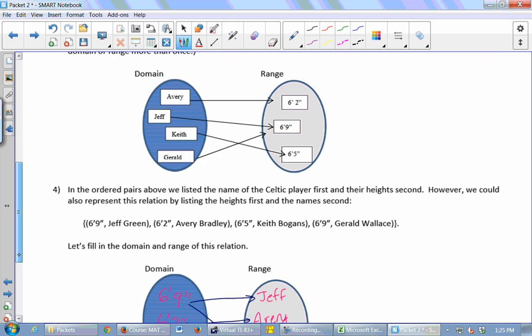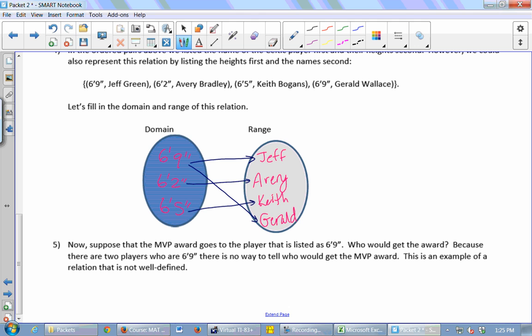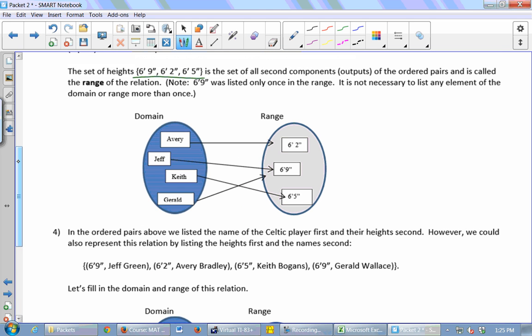So if you go back over here, the fact that the 6'9" had 2 elements that it was paired with in the range, that makes that not a function. However, in the first example, there's just a single arrow from every element of the domain. So that is well defined. Every input, every element of the domain, is paired with one element from the range.